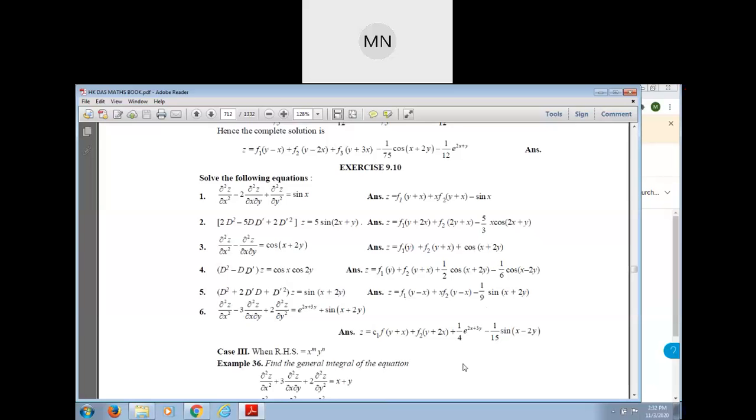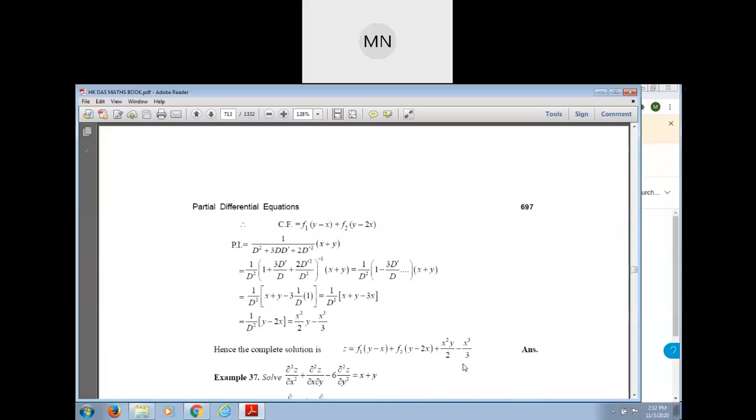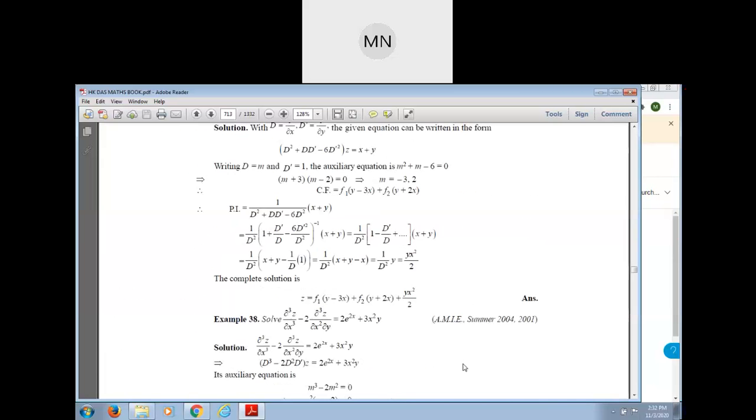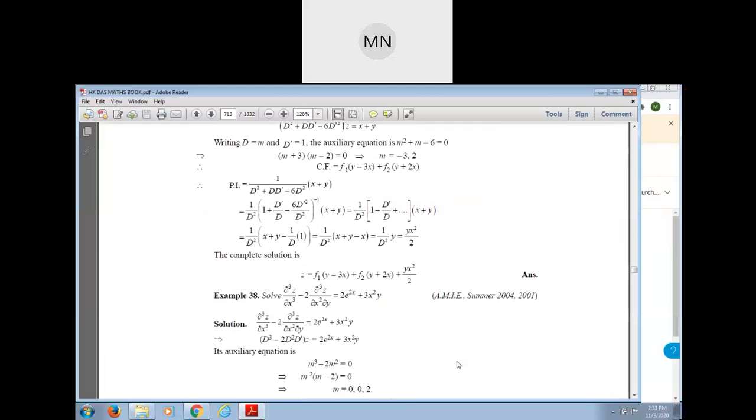So take another problem, then tell me what we do for that type of function. See this one, example number 38. Here, see the equation. Is it homogeneous or non-homogeneous? Yeah, it is homogeneous. So tell me, how can we find the particular integral for this type of function?